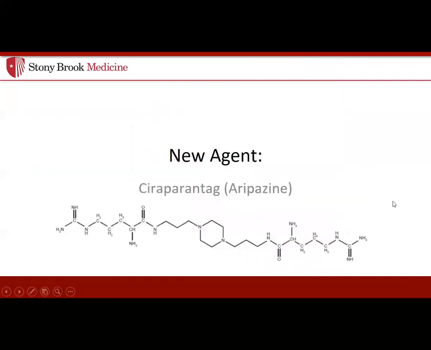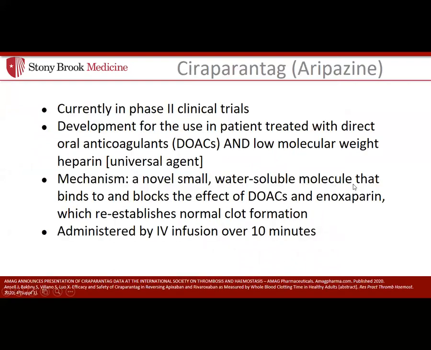There is a new agent that's currently in phase 2 trials, ciraparantag. So this drug is claiming to be a universal agent that will be used to treat direct oral anticoagulants. So that includes the factor Xa inhibitors as well as dabigatran, and also low molecular weight heparin. And it's saying it binds to the drug itself, which prevents it from binding in the coagulation cascade and helps reestablish normal clot formation. It is administered IV over 10 minutes.